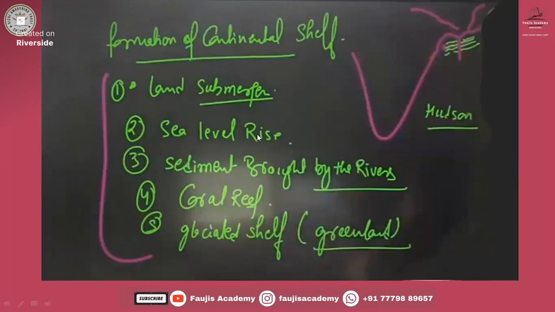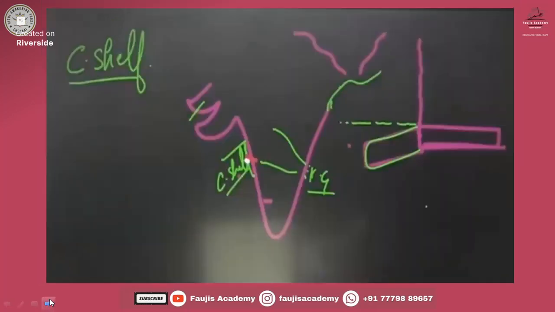So see, land submergence due to sea level rise, then sedimentation might also happen. Then coral reefs. What is a coral reef? When corals die, their skeletons settle near the continental shelf boundary area. Because of that we also have deposition, and because of deposition there is the formation of the continental shelf. Then there is the glaciated shelf. If glaciation happens and melting of water happens, there is the formation of continental shelf area. So this is about the continental shelf.